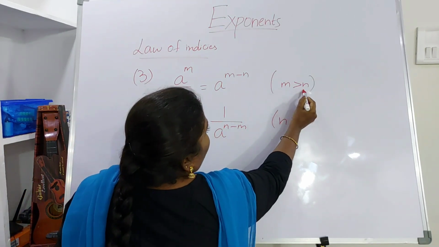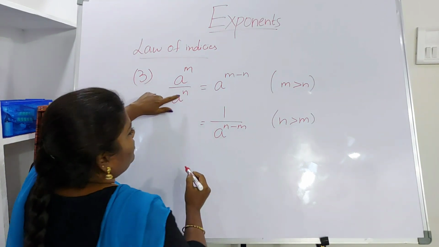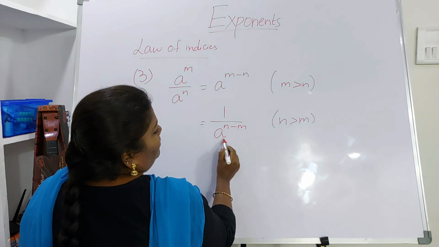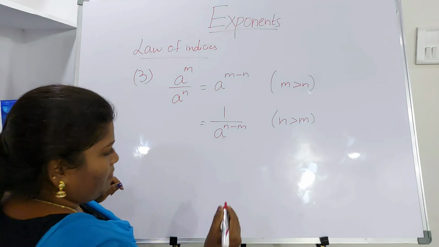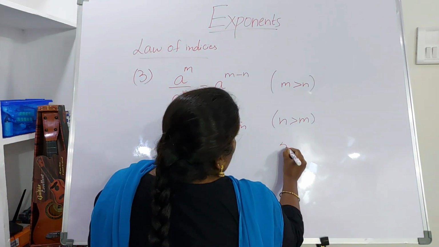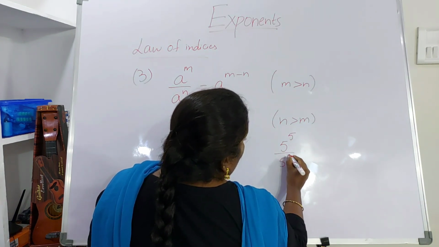I repeat once again, a power m by a power n is equal to a power m minus n when m is greater than n. If n is greater, that is, the denominator power is greater, then 1 by a to the power of n minus m. Let me explain by taking an example. 5 to the power of 5 by 5 to the power of 3.